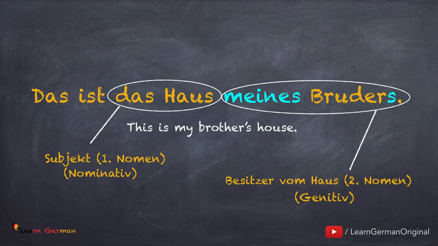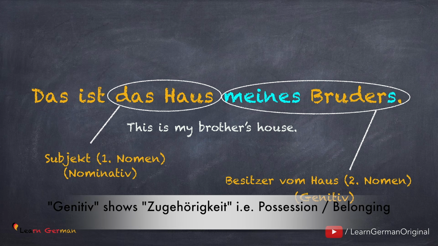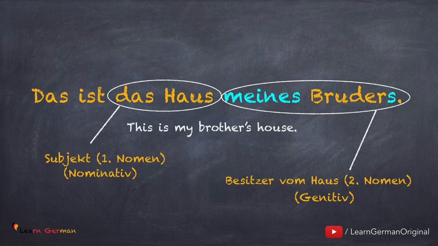My brother is the owner of this house. This house belongs to him. Er ist der Besitzer vom Haus. Dieser zweite Nomen, meines Bruders, ist im Genitiv. The genitive case shows Zugehörigkeit, that is, a possession or a belonging. The house belongs to my brother.